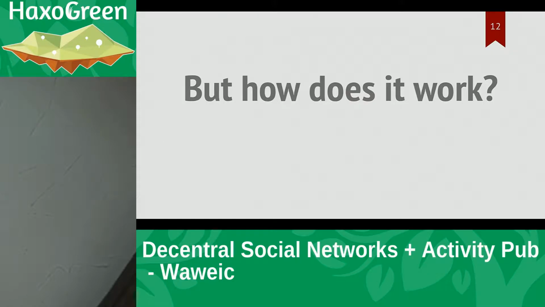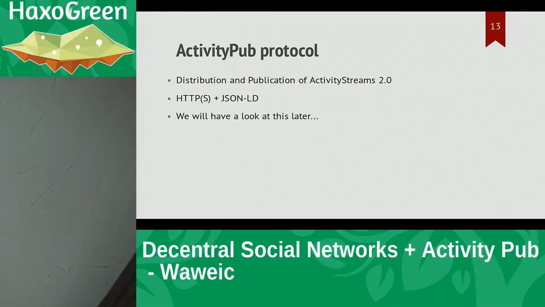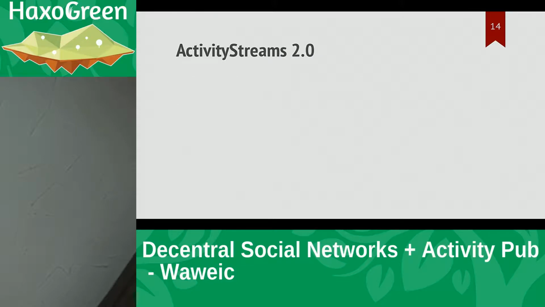But how does it work? ActivityPub is basically a protocol for the distribution and publication of Activity Streams 2.0. For that, it uses basically just HTTPS and JSON-LD, which is essentially an extension to JSON, an extendable JSON, which I won't explain here because it's a little bit complicated. We'll have a look at the distribution of messages later, but before that, we'll look at the data format of Activity Streams.